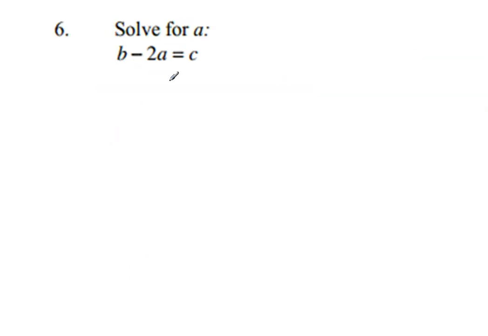Number 6, solve for a. There's my a. I'm going to get rid of the b. Now when I get rid of the b, I'm actually subtracting b because the b itself, there's no subtraction sign in front of it. The negative goes on the 2, not on the b. So I have to go minus b to both sides, like that, and then divide by the negative 2 at the end.